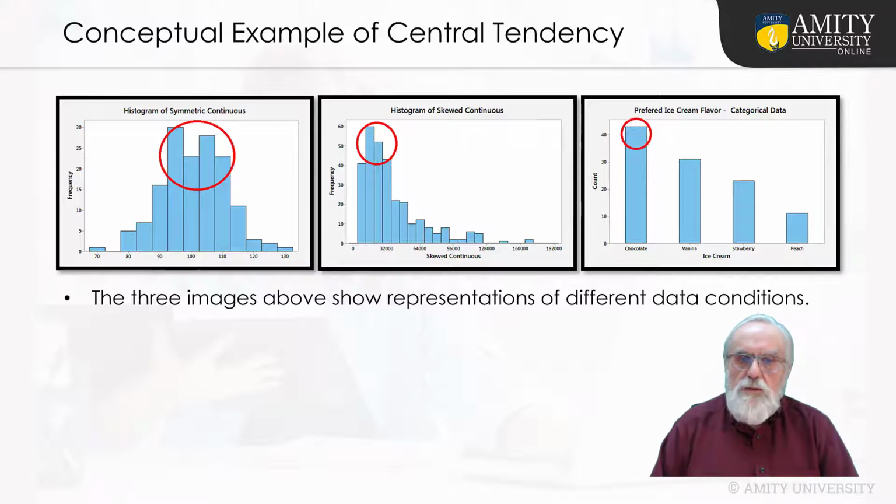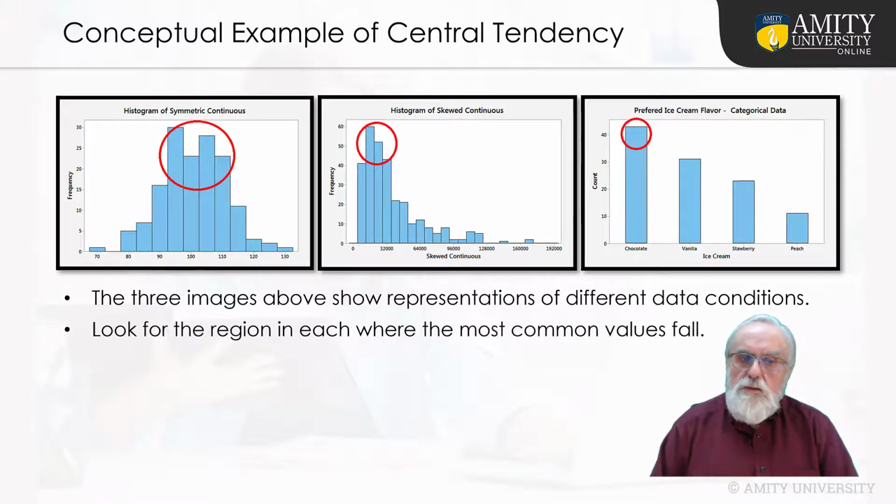The third, the one on the very right, is a histogram of categorical data. And in this instance, it's the categories of flavors of ice cream. You can look at the region where the most common values fall, and I've highlighted those with the red circles. You can see that the most frequent numbers tend to be around the center of the distribution, except for the categorical data, where it's always the highest bar.